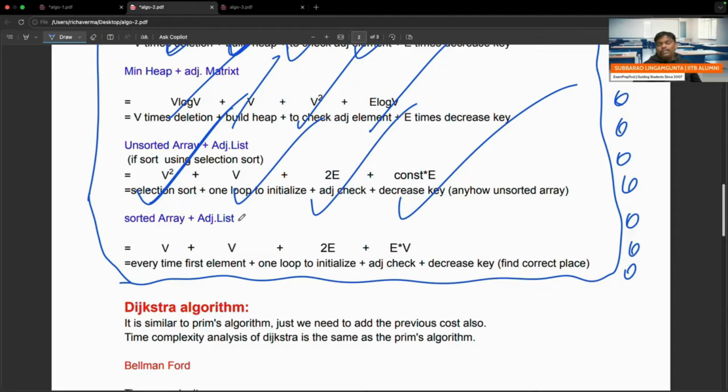Next, adjacency list, 2E. Now here, because it is sorted, to do the decrease key operation, not only do you decrease the key, you also have to keep it in proper order. Every time one scan of the records takes E times V, so EV.